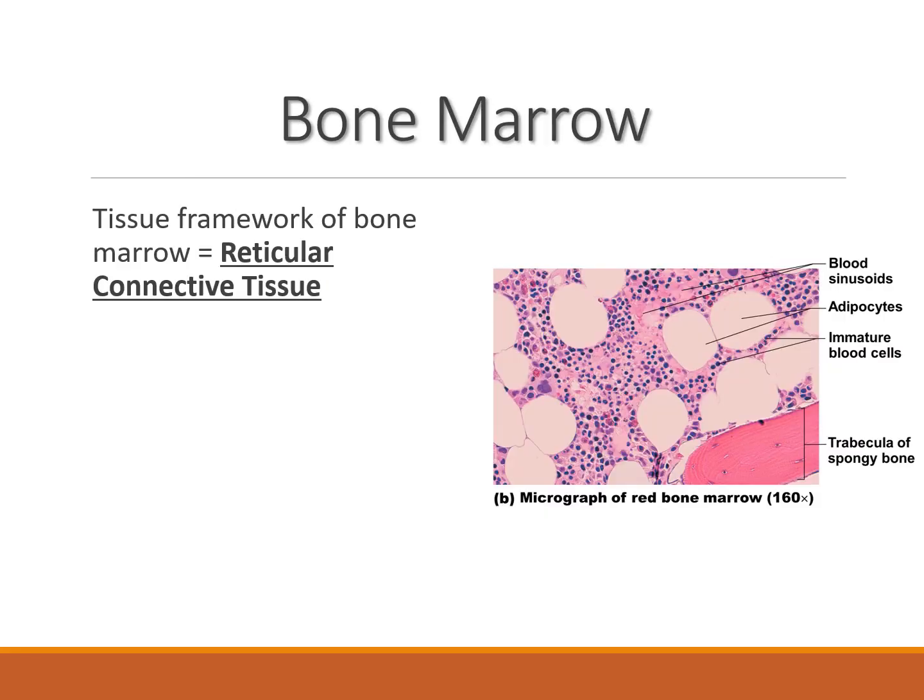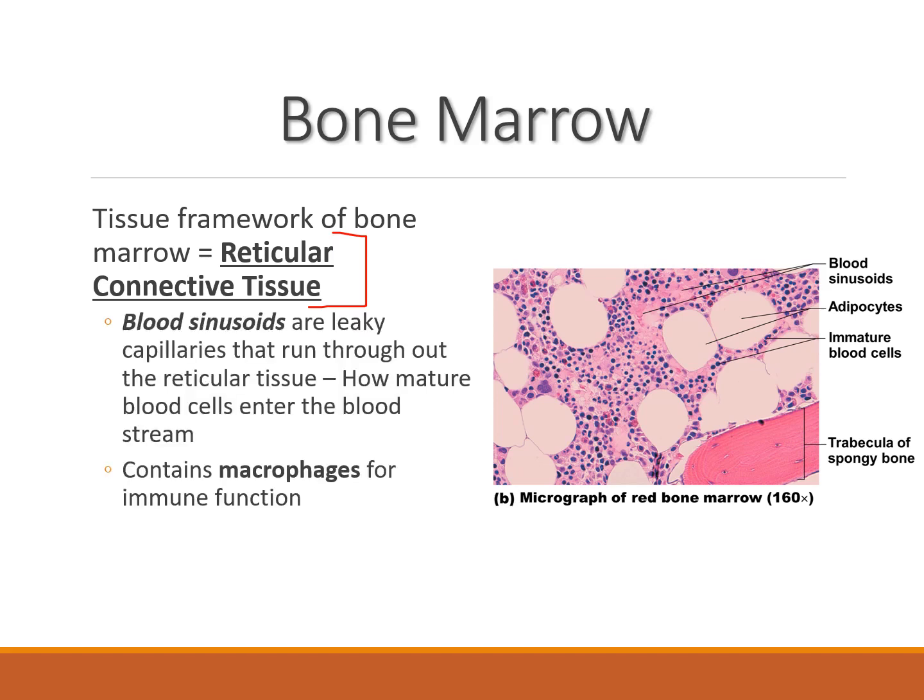So let's look a little bit closer at the bone marrow. We haven't looked too much into bone marrow yet. We know that the red bone marrow lives in the spongy bone of the bone tissue. And essentially, what is it? It's a framework of that reticular connective tissue. Now, remember our different types of connective tissue, and we said reticular connective tissue has to do with the lymphatic tissue. Well, it also is the framework for bone marrow.